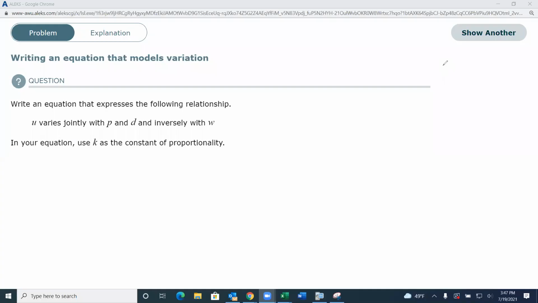All right, this one's a little different. U varies jointly. Jointly, that's different. That's not directly, it's not inversely. Well, we know we got to have a K because we're doing variation, and that's the constant of variation. So varies jointly with P and D. What that basically means is I've got two variables that vary directly with U. So it's going to be K times P times D, and inversely with W. That is how that one works.